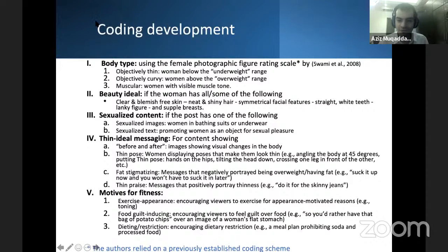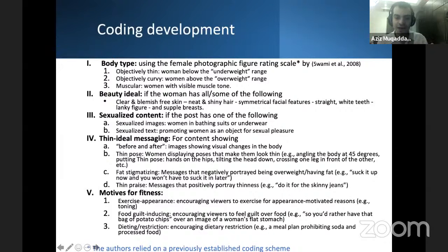so for example, here, this is an example from the article: "Suck it up now and then you won't have to suck it in later." So this is sort of trying to make people ashamed of their bodies, like if they would do this, right? So this is one message, one category, okay?